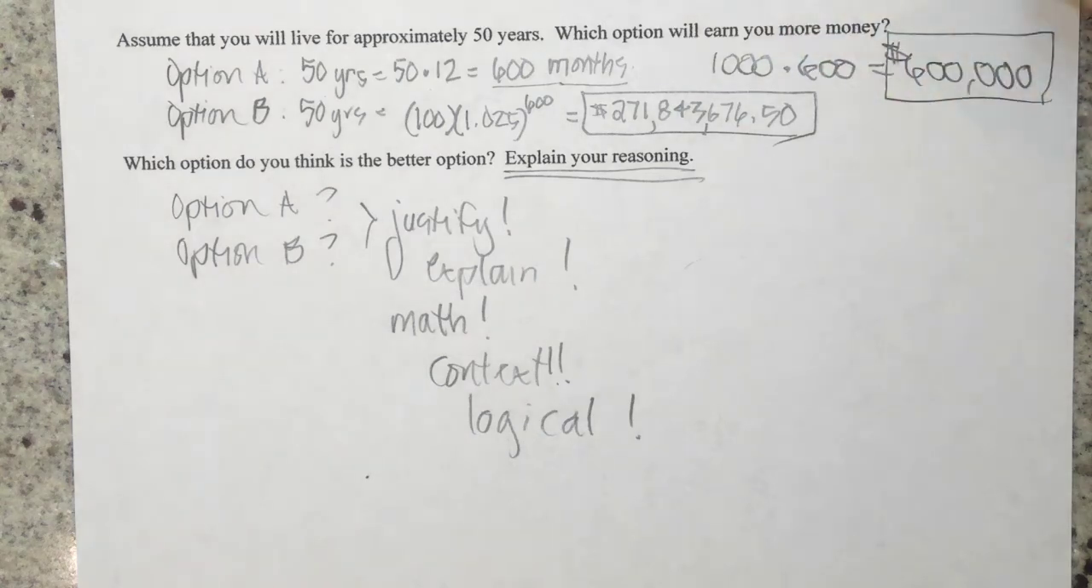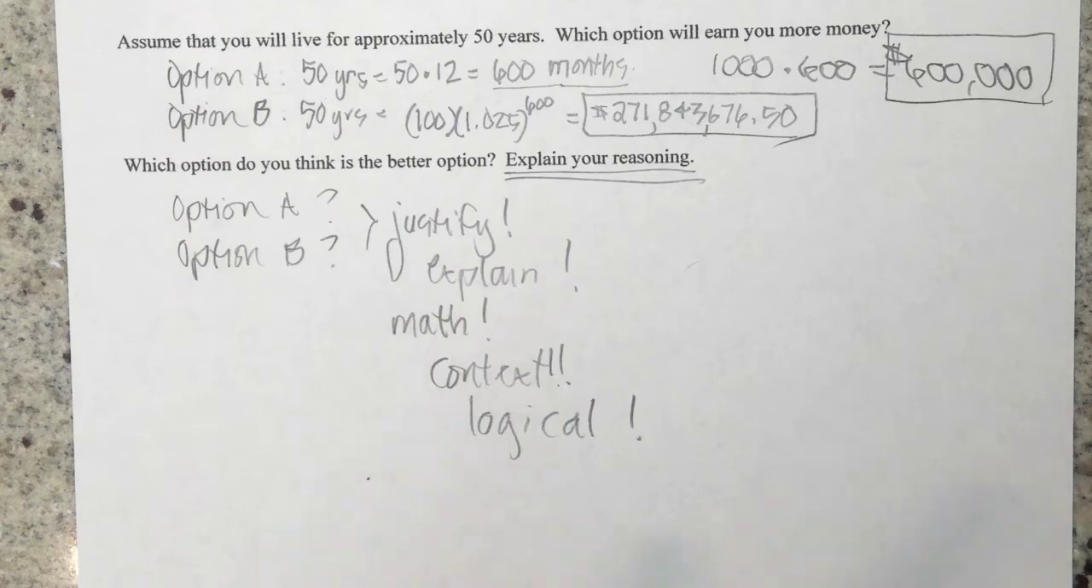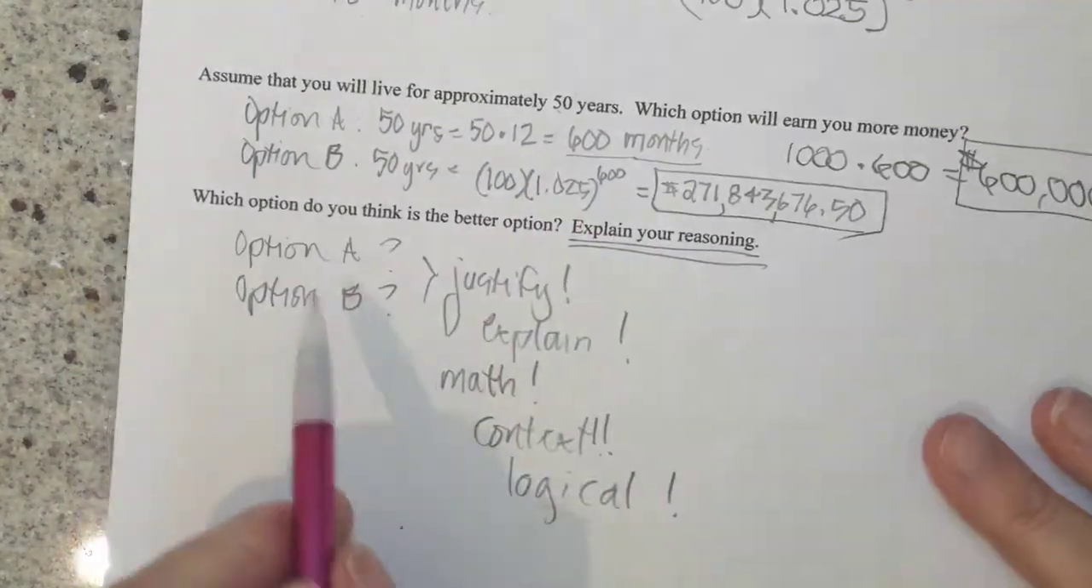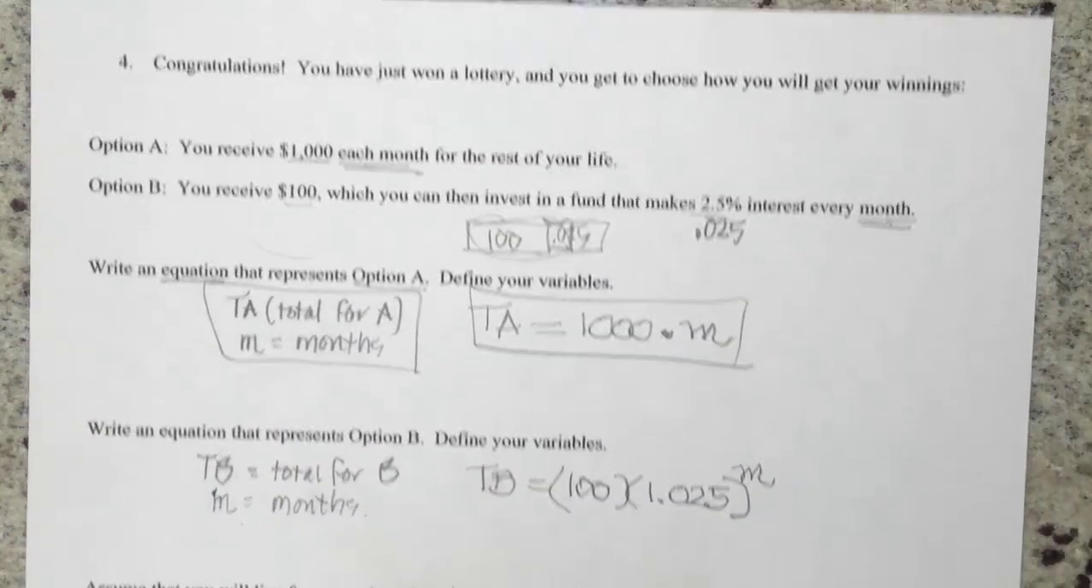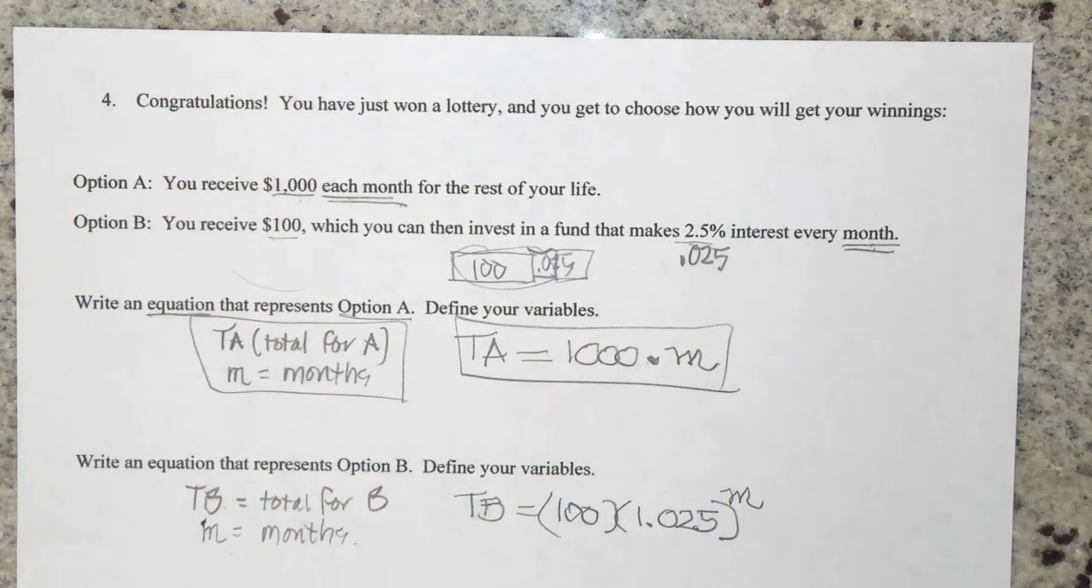Some of you may say, you know what? I'm going to take this sure thing at 600,000, because it's asking you which option you think is the better option. So it has nothing to do with 50 years here. Sorry, I misspoke. This has to do with just in general. Look up here. You've won the lottery. You get to choose how you're going to get your earnings. Do you want to take $1,000 every month for the rest of your life? Or do you want to take $100, which you can then invest and earn interest every month? You need to make that decision.